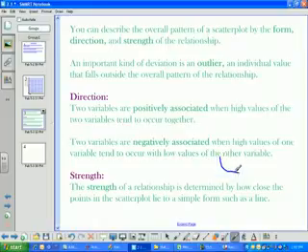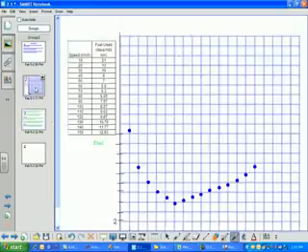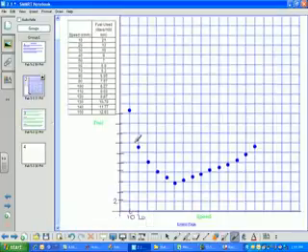So these, as the x is getting bigger, the y's are getting smaller. Then the strength is determined by how close the points lie to a simple form, such as a line. It doesn't have to be a line, it could be a curve. And in this case, with the exception of our outlier, these are fairly close together. So I'd say this has a strong association with one another.